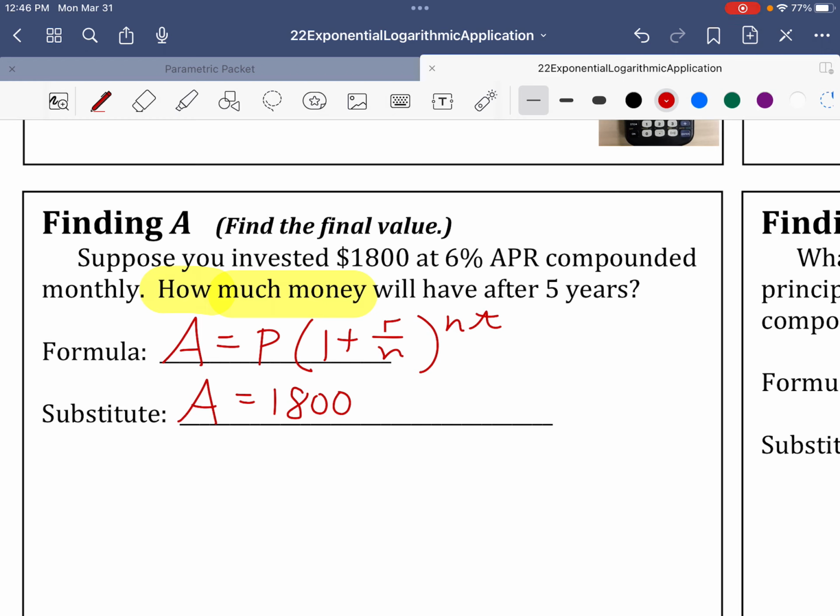Remember that your starting value, 1,800, is going to go in for P. That just stands for the starting value. Looks like I have an interest rate written as a decimal as 0.06. And then what's this idea of compounded monthly? Well, if something's compounded monthly, that means that there's going to be 12 compounds in a year. So I fill in the number 12 for the letter n. I'm going to fill in the number 5 for the letter t.